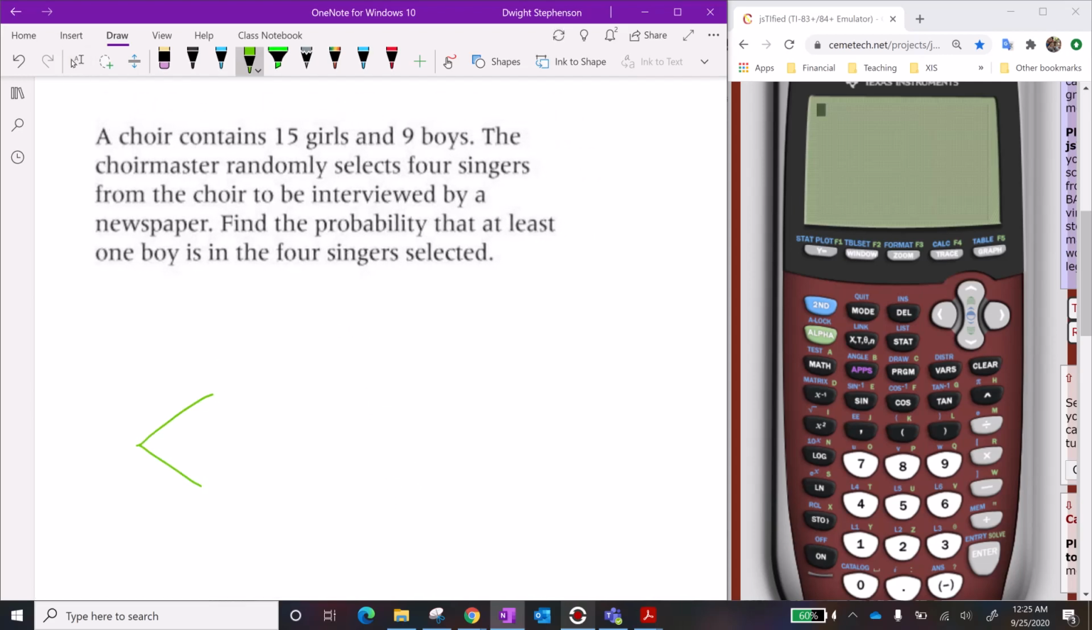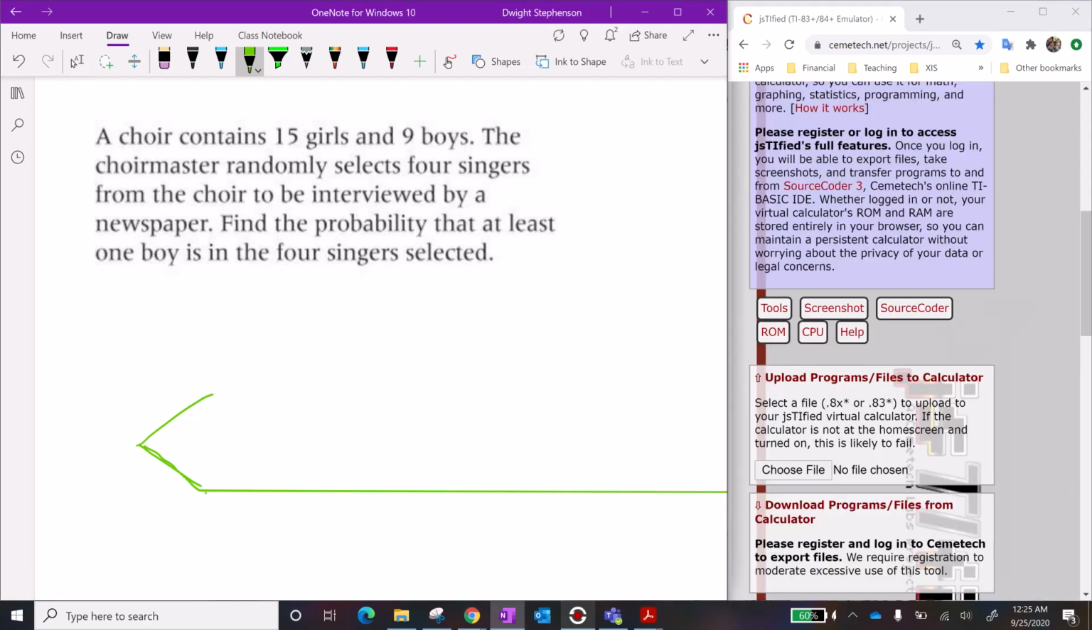So imagine for the first pick, like boy or girl, he's going to pick the first person, right? So we'll choose boy here. The probability that the first pick is a boy is 9 out of 24, right? Because that's 9 boys out of 24 total. And down here, this is 15 out of 24, and that's that we get a girl, right? And then that's the first pick, boy or girl.